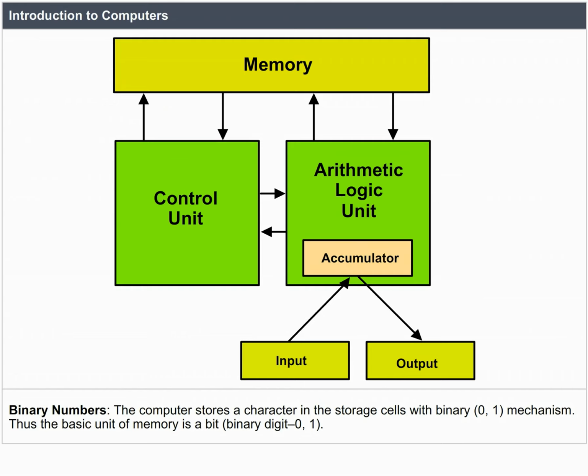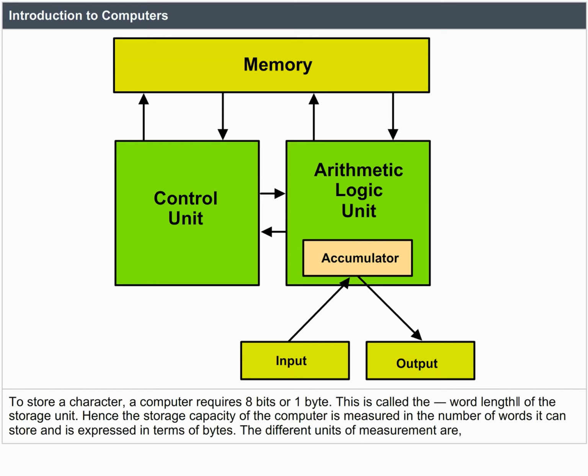Binary numbers. The computer stores a character in the storage cells with a binary 0-1 mechanism. Thus, the basic unit of memory is a bit, a binary digit, 0 or 1. To store a character, a computer requires 8 bits or 1 byte. This is called the word length of the storage unit.